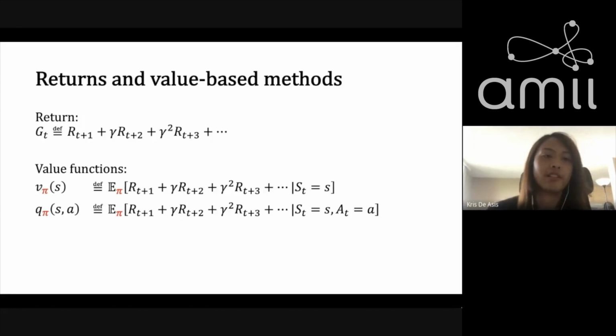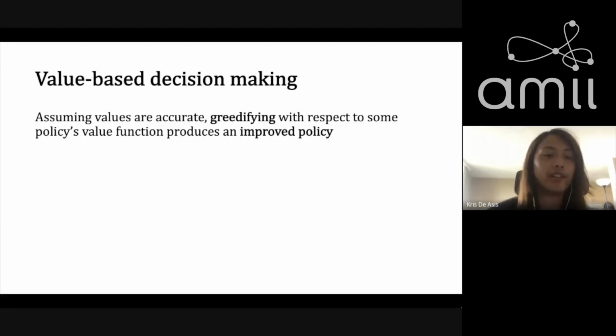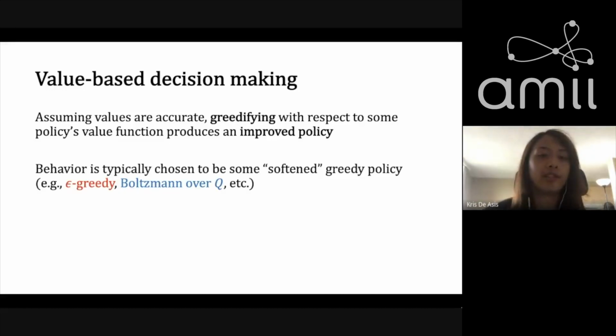So for value-based decision-making, if you assume that your values are accurate, if you greedify with respect to some policy's value function, you produce some improved policy, and you would repeat this process until you reach the optimal policy. Behavior is typically chosen to be some softened greedy policy, for example, epsilon greedy, or some Boltzmann policy over your action value estimates. This is to account for things like estimation error or the fact that you haven't converged yet, and you're still in the process of learning and collecting more data.